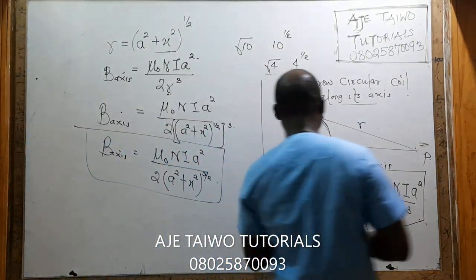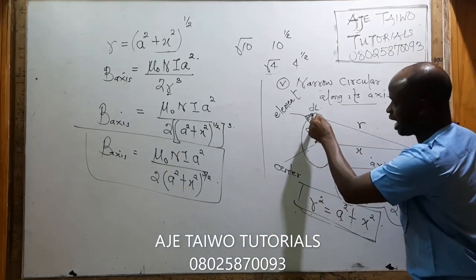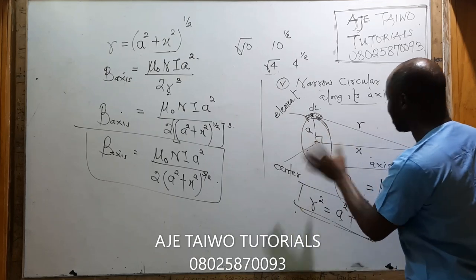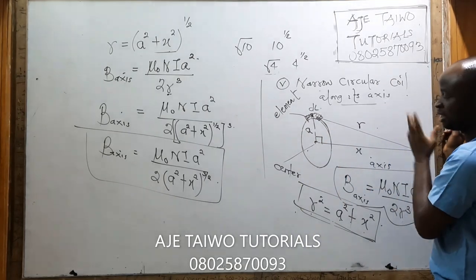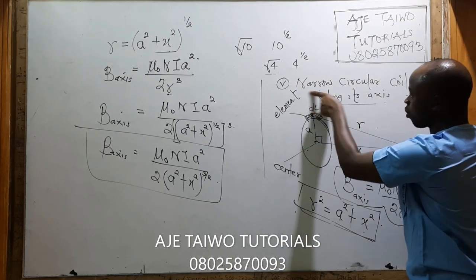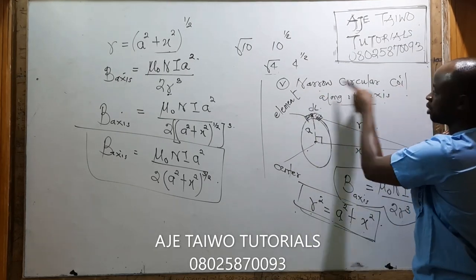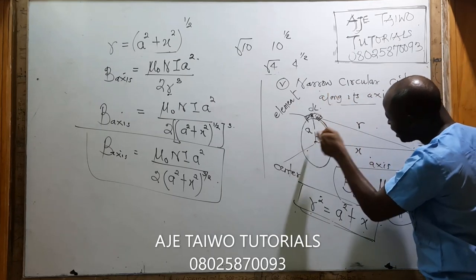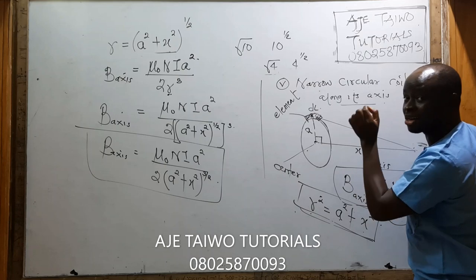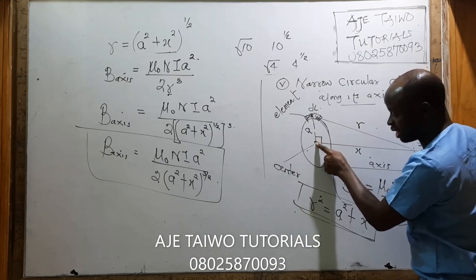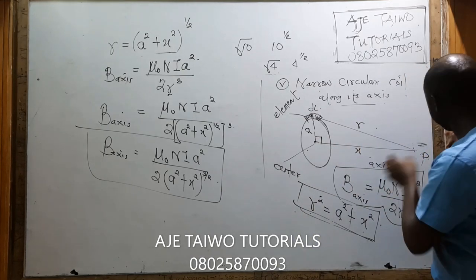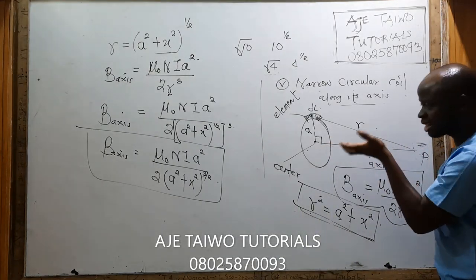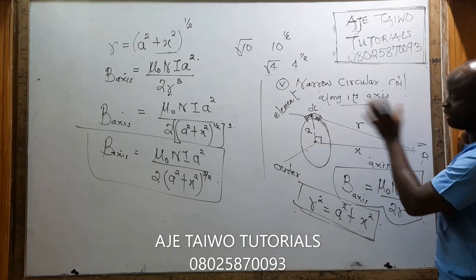Now, you have seen it already. We have the field at the center. It's a B value at the center, and it's a B value along this axis. There are two values of B. Once a narrow circular coil is mentioned, there's a B at the center. If you stand at the center, what magnetic field will you experience? That's what I gave before. If you stand at point P, what field will you experience? That's called the magnetic field along the axis of the circular coil.